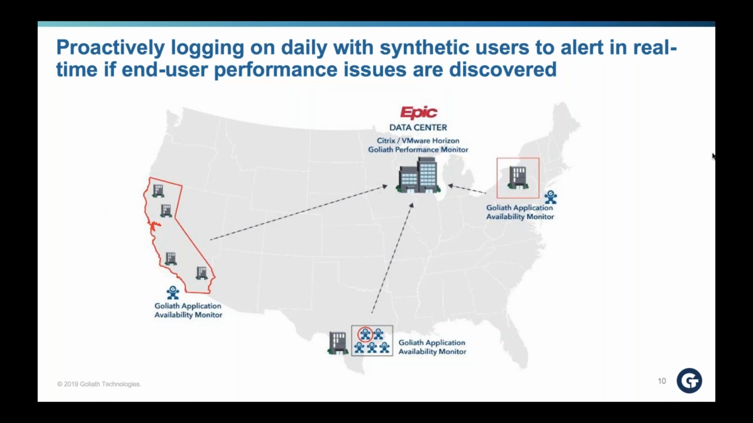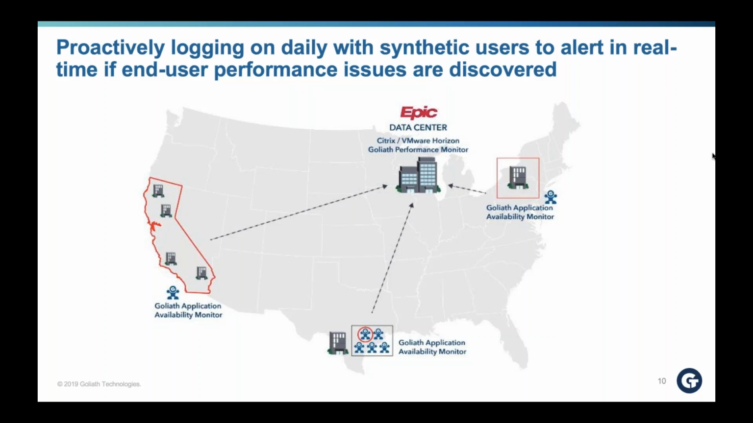Absolutely. Thank you, Stacey. So right now what we're looking at is an actual customer deployment of this early warning system. This Epic hospital has different hospital locations and then a central data center where they're hosting the Epic application as well as those VDIs and other infrastructure components. So what they were able to do with the Goliath solution, particularly this early warning system, was deploy a lightweight piece of technology at each one of those different hospital locations.